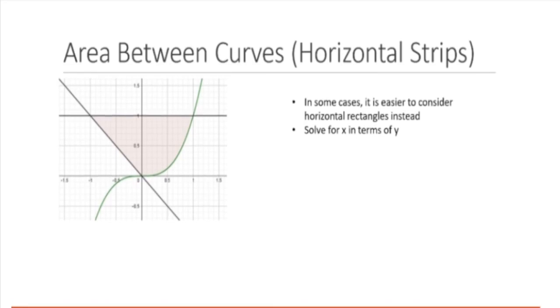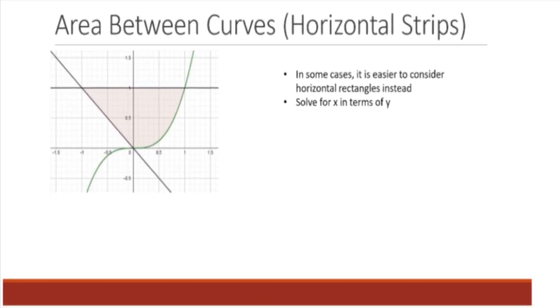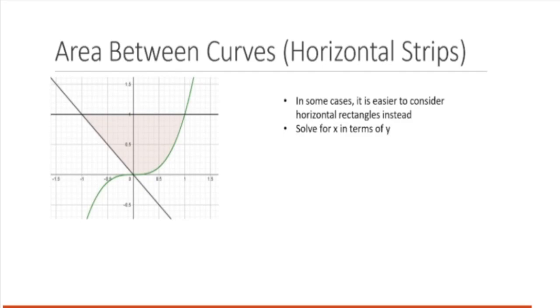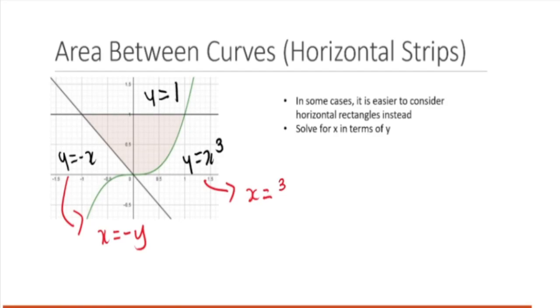Okay, so in some cases, it is easier to consider horizontal rectangles instead. So to do that, we solve for x in terms of y. So again, in our illustration, we have this as y equals negative x. This is y equals 1 and y equals x cubed. So solve for x in terms of y. This part is easy, x equals negative y. Then this part is x equals cube root of y. Okay?